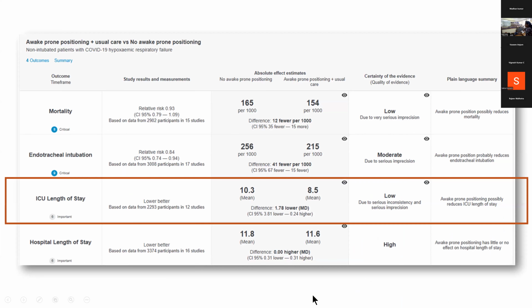So for example, let's look at prone positioning for COVID-19. If you look at the ICU length of stay, in the no prone positioning group, you had 10.3 days. But in the patients who had awake prone positioning, you had 8.5 days. So here you can see that you're looking at the mean difference. That is, there were 1.78 fewer days.